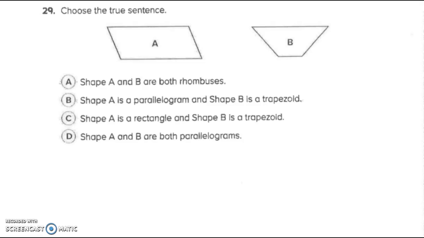Number 29. Choose the true sentence. A. Shape A and B are both rhombuses. B. Shape A is a parallelogram and shape B is a trapezoid. C. Shape A is a rectangle and shape B is a trapezoid. D. Shape A and B are both parallelograms. Number 30. Choose the shape that does not show 1/4 shaded.